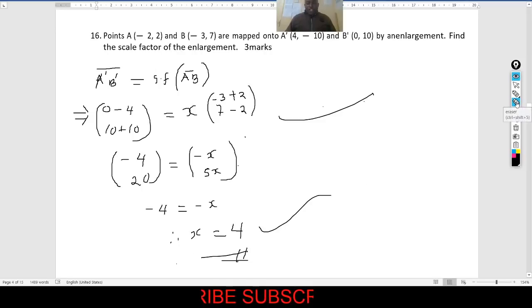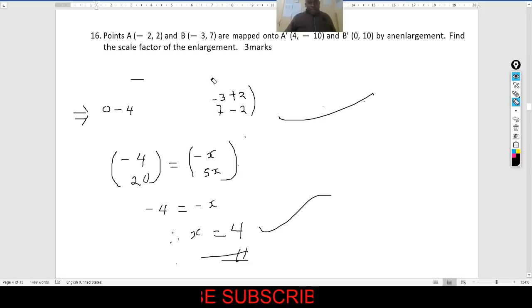Modulus of AB. If we deal with that, because we know that is the length of the object, to get the linear scale factor, even if you use that method, you still get the same answer. So you pick the best for you. Now that is all with section A.